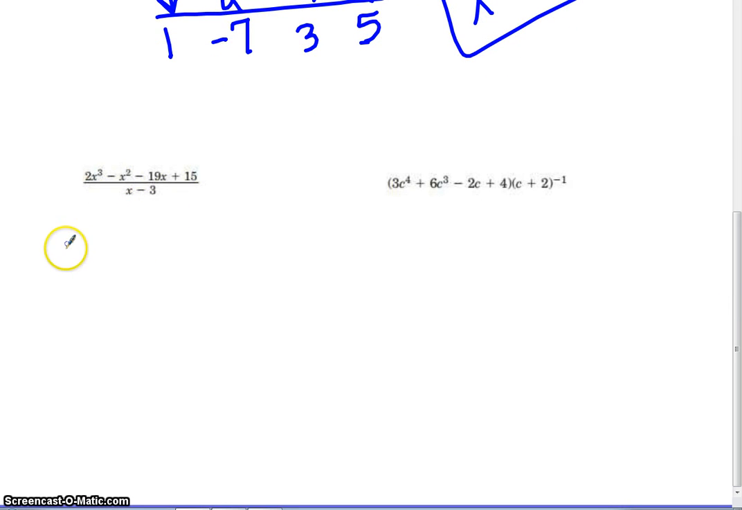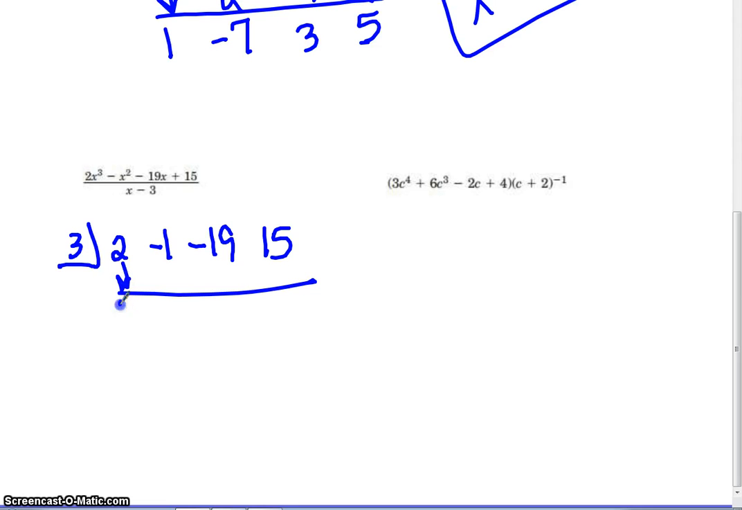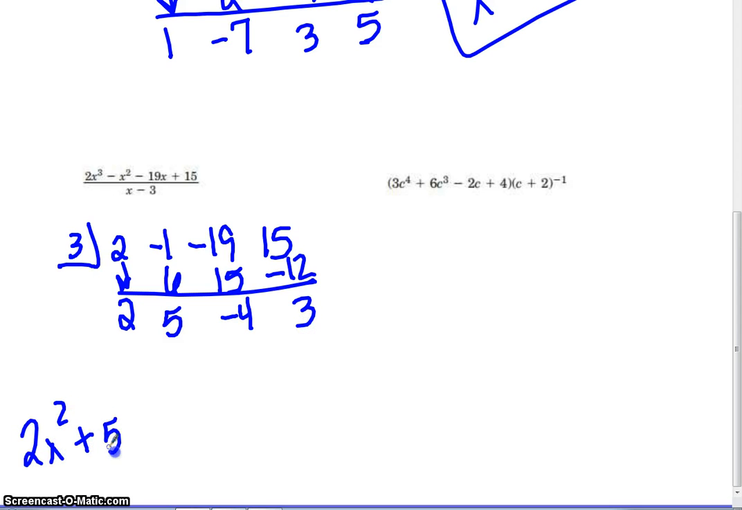All right, they wrote it differently, but it all works the same. X minus 3 tells me that there is a 3 on the outside. We have a 2, a negative 1, a negative 19, and a 15. Bring down your 2. 3 times 2 is 6. Negative 1 and 6 gives you 5. 3 times 5 is 15. Gives you negative 4. So we have negative 12, and we have 3. So 2x squared plus 5x minus 4 plus 3 over x minus 3.